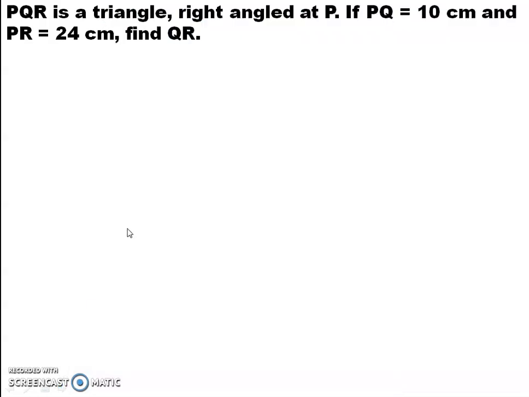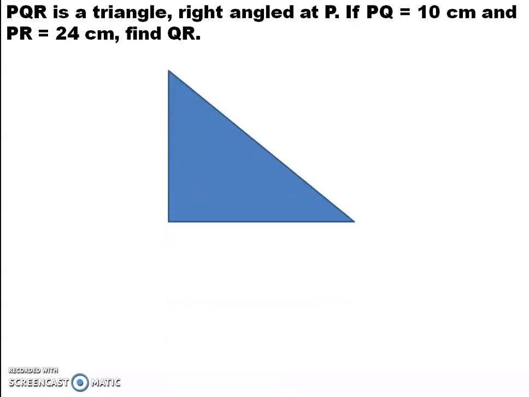Here the first question is: PQR is a triangle right-angled at P. If PQ is equal to 10 cm and PR equal to 24 cm, find QR. Now, you don't have any figure given in your question. So, the first step is to draw a right-angled triangle. Let us see. Here comes the right-angled triangle.